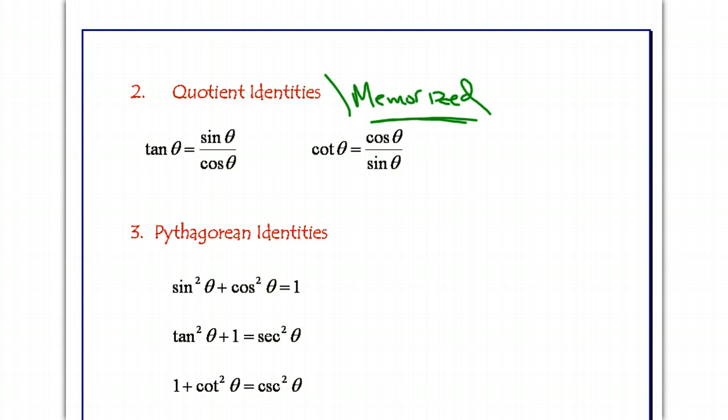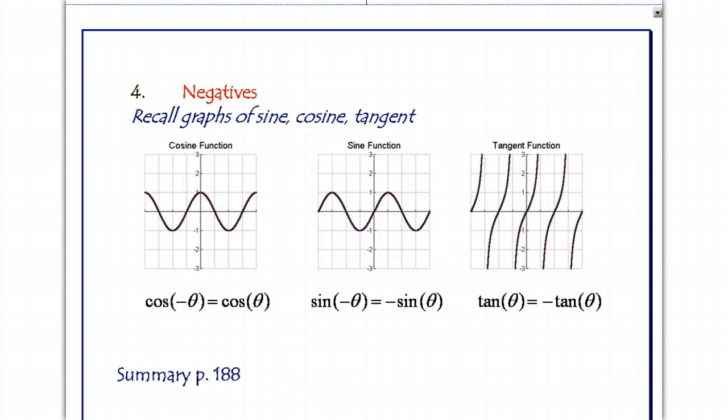And then the third set, which you did not have to have memorized in the first chapter, now you do need to have memorized, are the Pythagorean identities. And so these as well, you will know off the top of your head. Wouldn't that be a good quiz to give you, and just see if you had all these memorized? Not a bad idea.